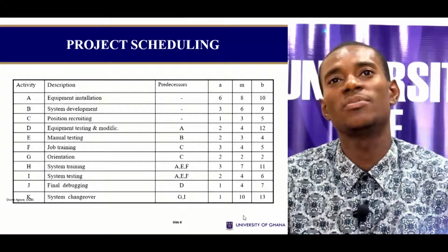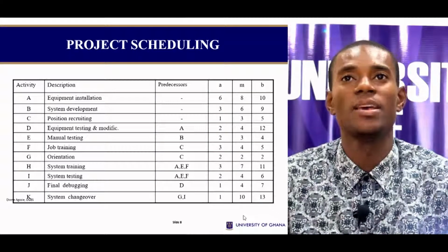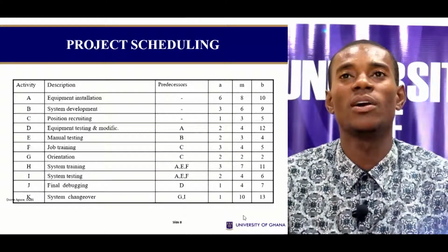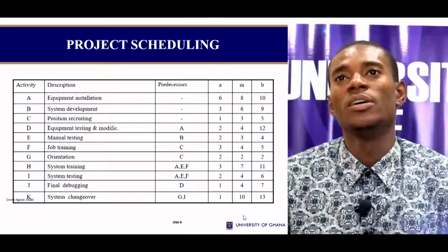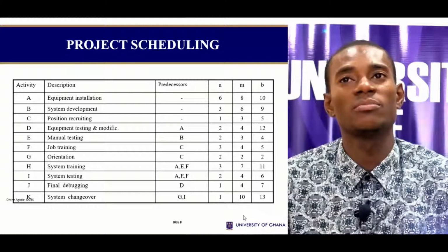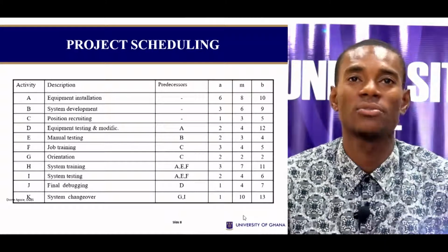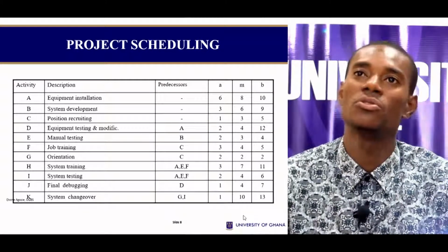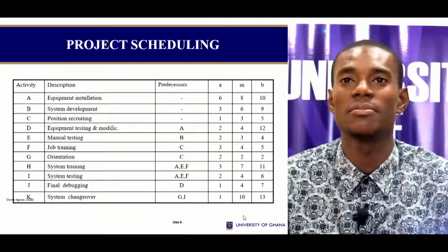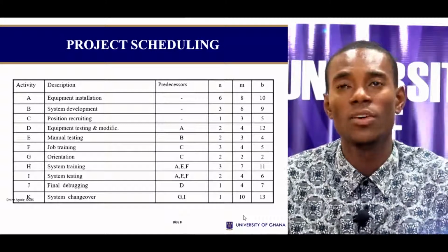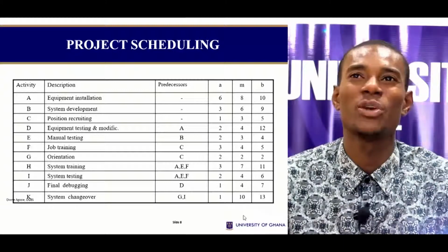Now here we see the predecessors, or the order in which the activities are supposed to occur. And then we have the A, M, and B, our optimistic, most likely, and pessimistic time estimates. In all instances, you do notice that the pessimistic times are higher than the optimistic times, so that's something for you to note. And the most likely times are found in between the optimistic and the pessimistic time. So very easy. The only thing we need to do is to compute our expected time for each activity.